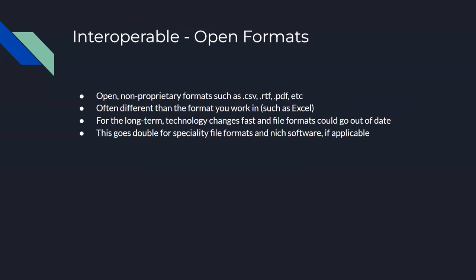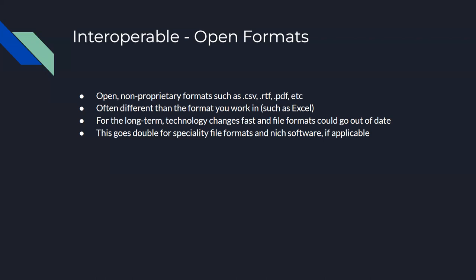So first off, open file formats. It's important when you're sharing your data to use open, non-proprietary file formats that are easily accessed by lots of different types of programs. Think of things like .csvs, .rtfs, .pdfs. These really generalist file types are openable by pretty much any program out there. Oftentimes this will be different than the file format you work in. For example, most people work in the Excel file format for their spreadsheets because pretty much everyone uses Excel these days. However, when you're sharing your data, it'd be better to share it in the .csv file format rather than the Excel file format.